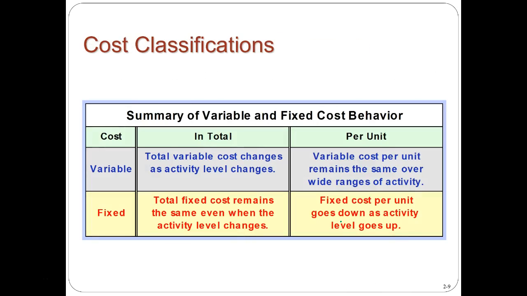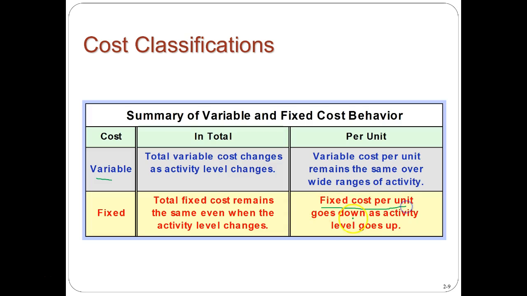prediction. So, cost classifications. Here is a chart to summarize what we just looked at. Total variable cost changes as activity levels change. Per unit, the variable cost per unit remains the same over a wide range of activities. Fixed costs, on the other hand: total fixed cost remains the same even when the activity level changes. So the rent stays the same no matter what the activity level is. On the other hand, the fixed cost per unit goes down as activity levels go up.